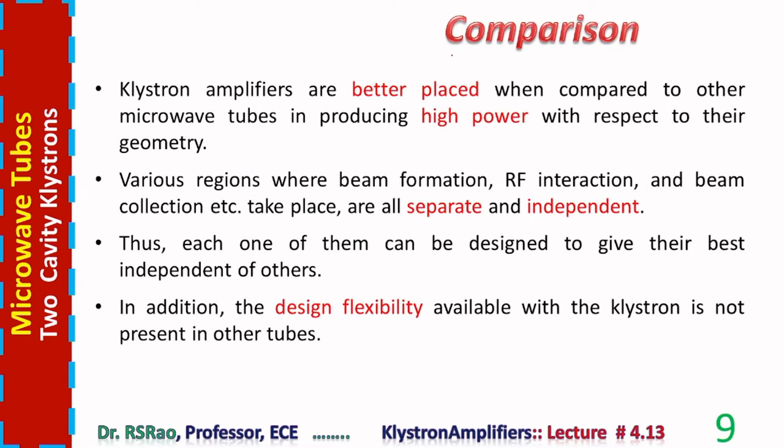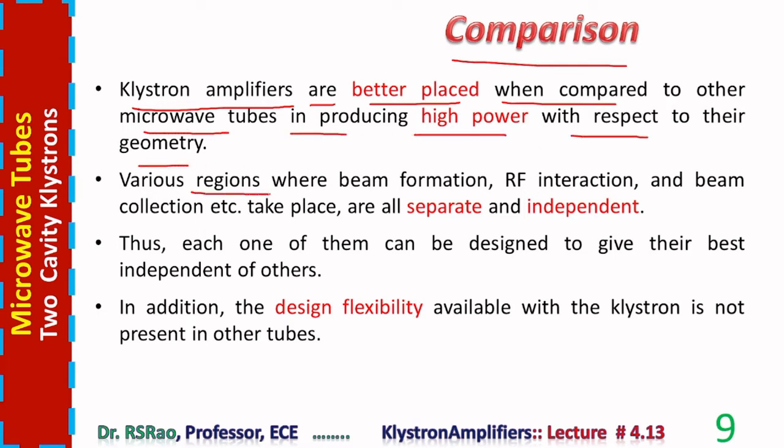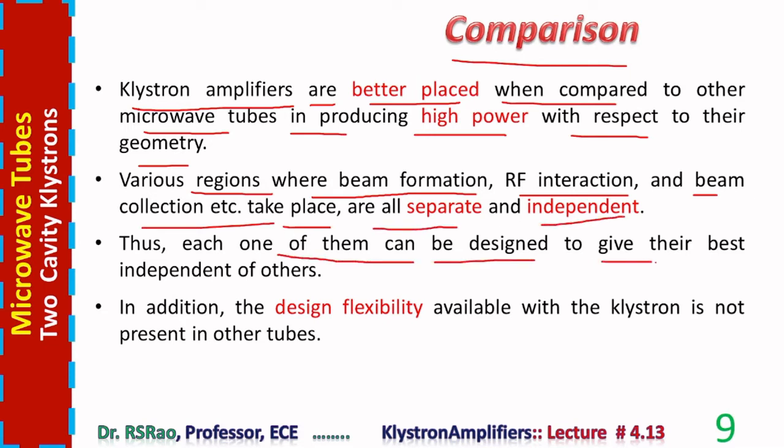Now, a brief comparison of this device with its competitors. Klystron amplifiers are better placed, when compared to other microwave tubes, in producing high power with respect to their geometry. The various regions where beam formation, RF interaction, beam collection, etc. take place are all separate and independent. Thus, each one of them can be designed to give its best independent of the others.